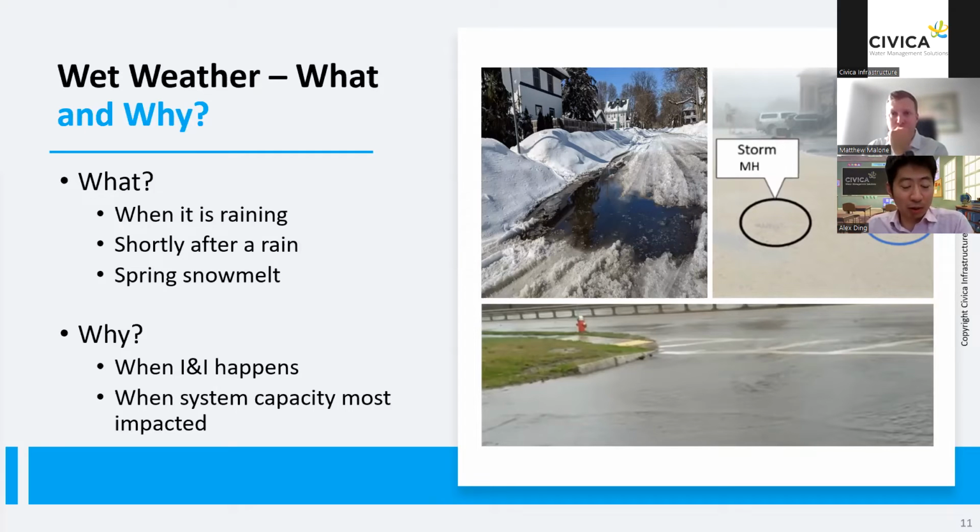And why is wet weather inspection important? Well, this is when INI happens, or more specifically RDI, rainfall derived INI happens, and this is when the system capacity is most at risk, when there's too much storm water or rainfall water going to the sanitary system. And this is what you're particularly interested in when this type of situation happens. Is your capacity still sufficient, or is there something that is affecting your capacity because of these INI defects?